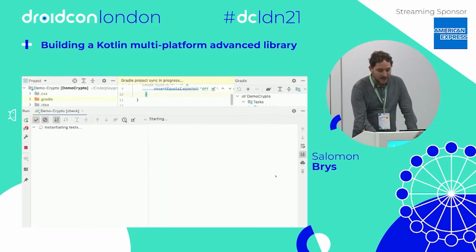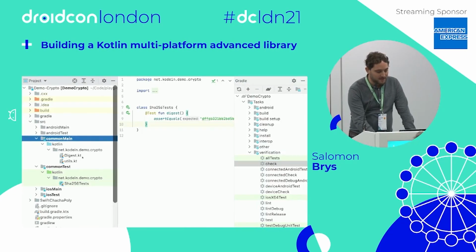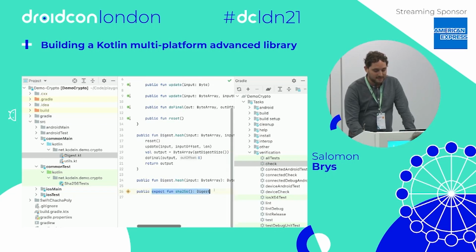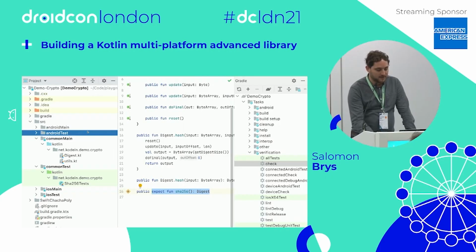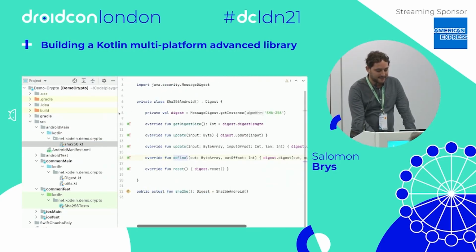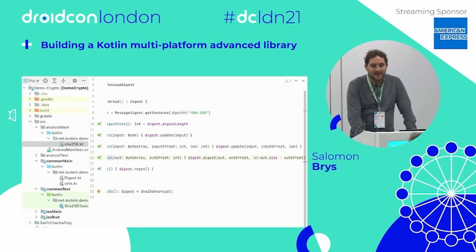So let's see how that looks. So now in my common code, I just have a digest interface and an expect function that says, okay, I expect SHA-256 to exist. If I go to the Android main source set, you can see that the implementation is that simple because it's basically the same API scope as the digest JVM API. So I just delegate everything to them. Like, okay, you want to update, let's digest.update. It's JVM API, it's pretty simple.